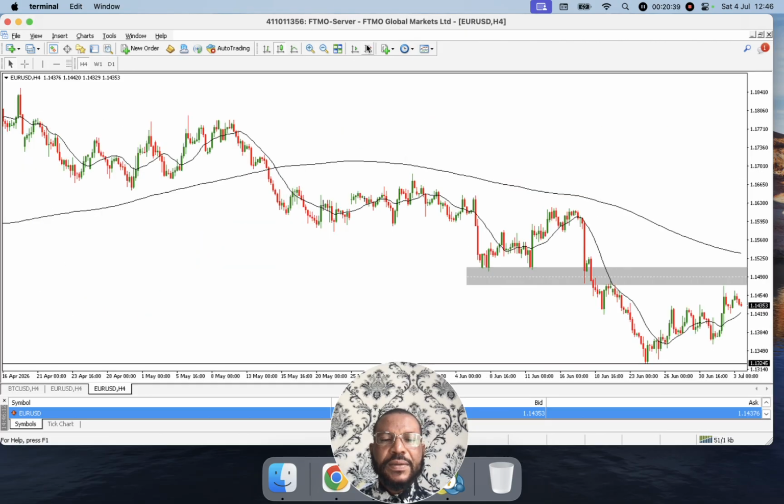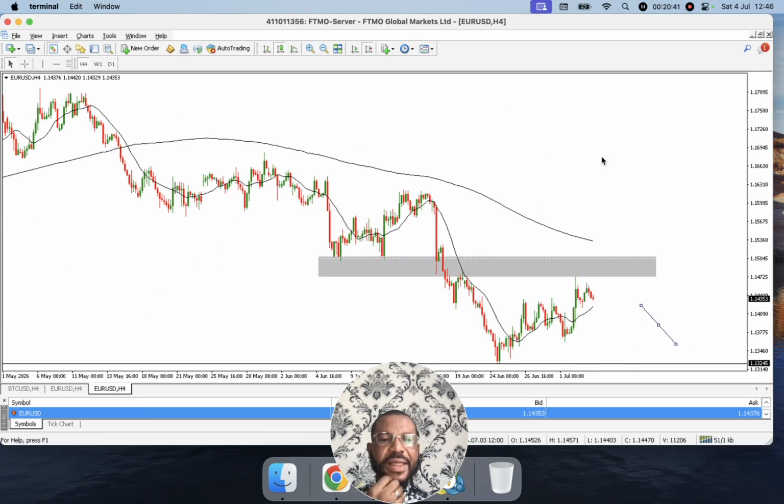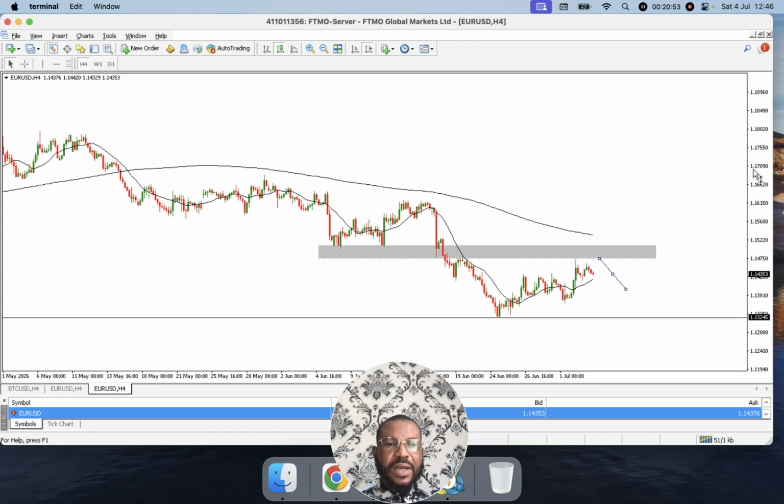Now, in the coming days, the buyers have come up. I want to see the sellers come back, which they are coming. We can see the sellers coming in gradually. If the sellers come in, if they are serious, I want to see them close back below this area.